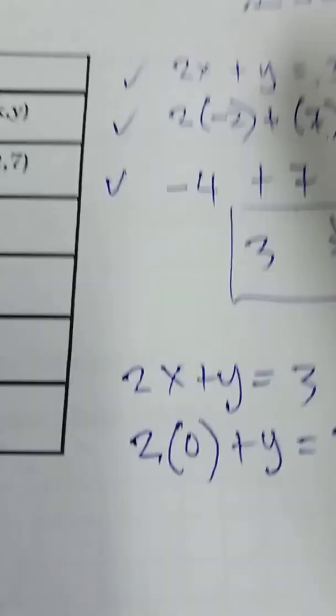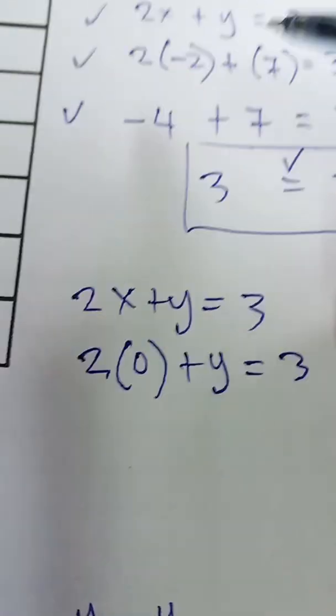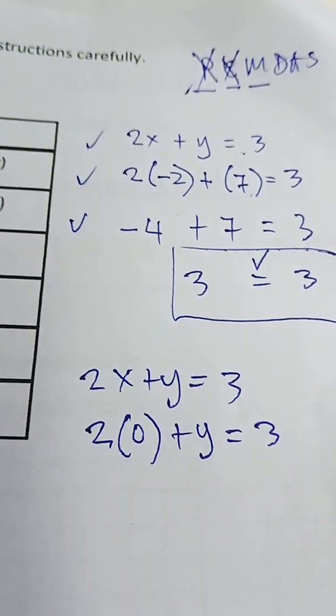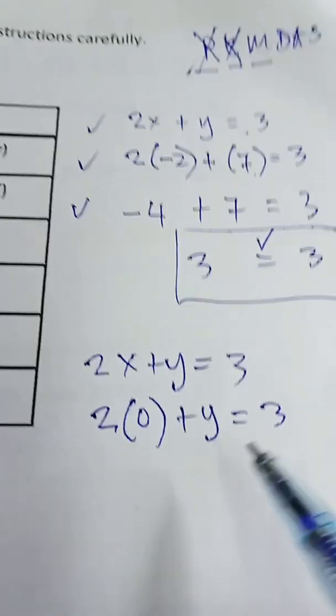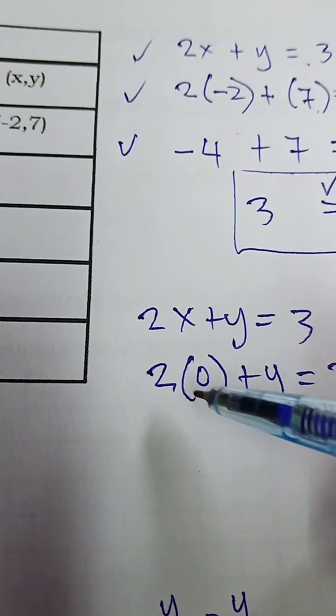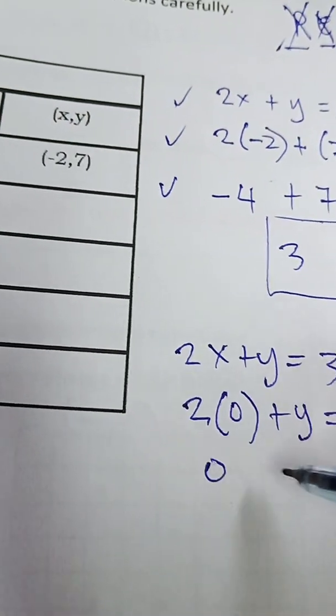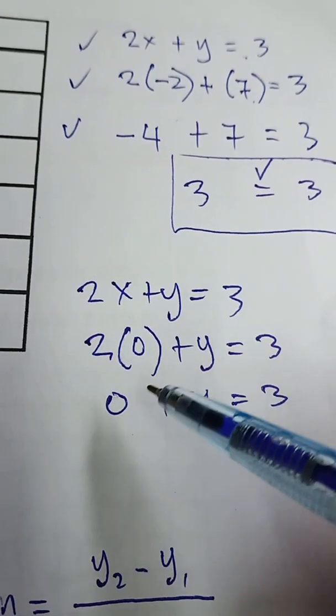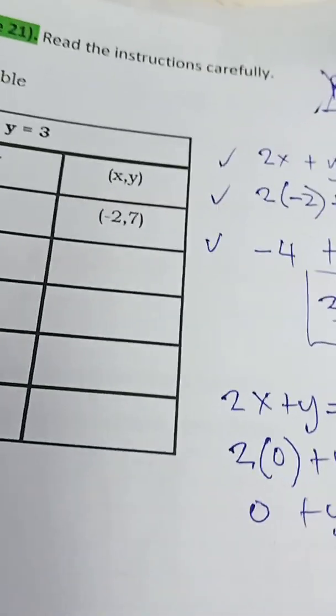So, to get the value of y, all you need is to manipulate the equation. Okay? So, all you have to do, class, is manipulate the equation and, of course, follow PEMDAS if you have more than one operation involved. Alright, so 2 times 0 is 0 plus y is equal to 3. And of course, transpose. That's your task, class. Okay?